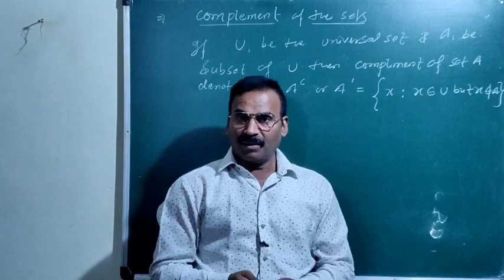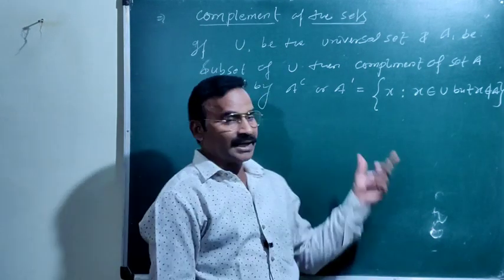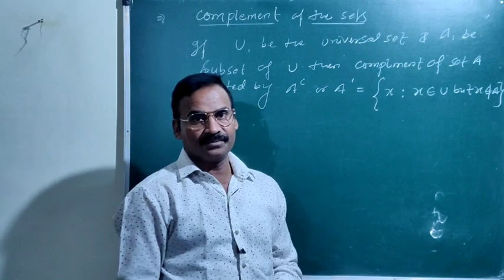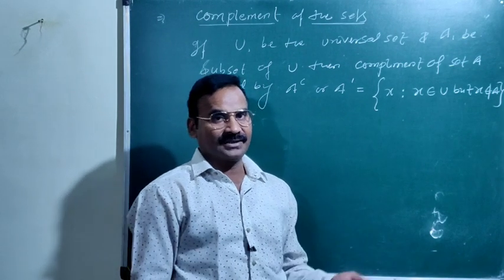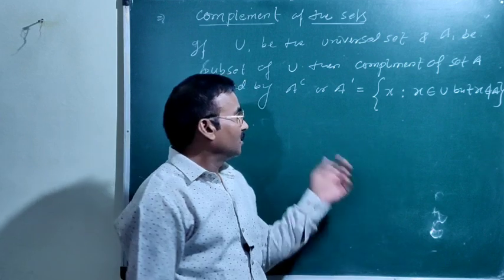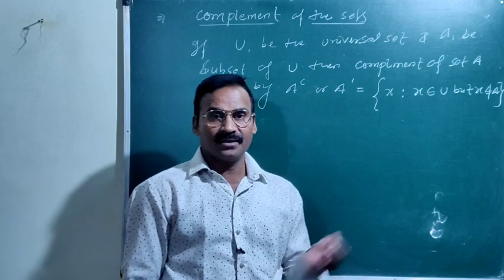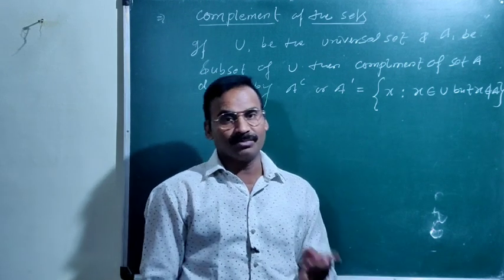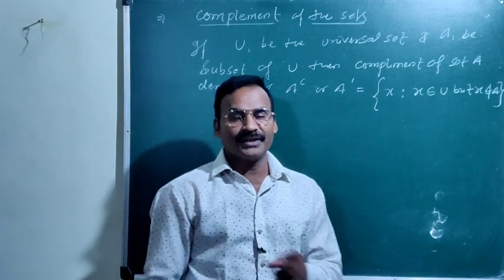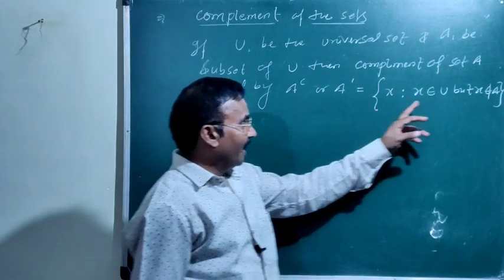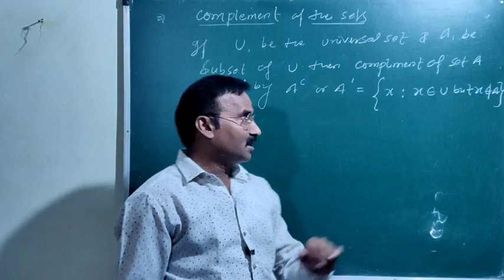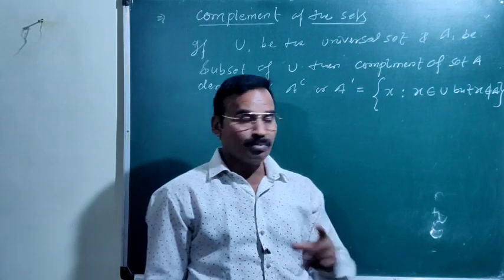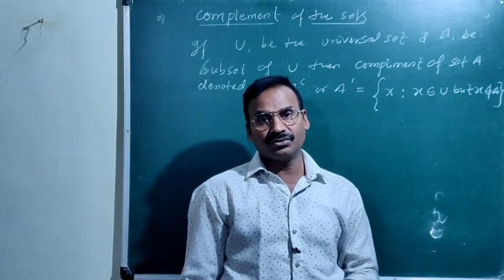जिस सेट का कंप्लीमेंट फाइंड करना है उस सेट के एलिमेंट को छोड़कर, just leave the elements of that set and just take all the remaining elements of the set U, the universal set. X where X belongs to U, that element must belong to U but never belong to A.